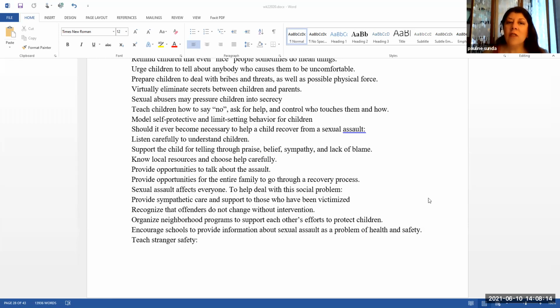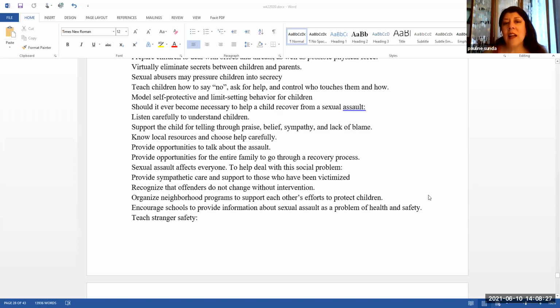You want to teach a child how to say no, ask for help, and control who touches them and how. You want to model self-protective and limit-setting behavior for children. Should it ever become necessary to help a child recover from a sexual assault, these are some things that you would want to do. Listen carefully to understand what the child is experiencing. Support the child for telling. You want to praise them, let them know that you believe them, and that they are not to blame. You want to know resources and help to choose them.